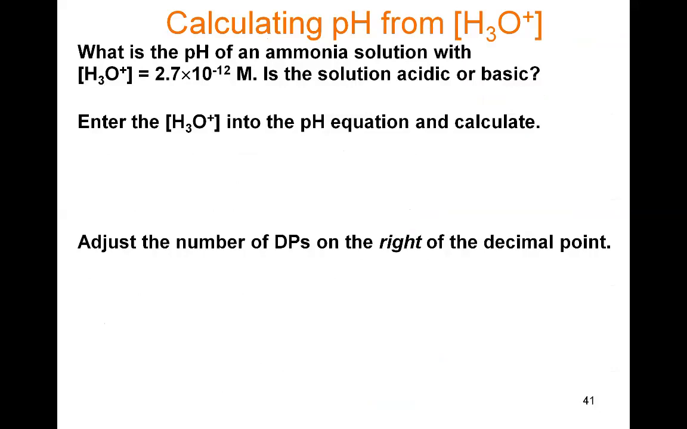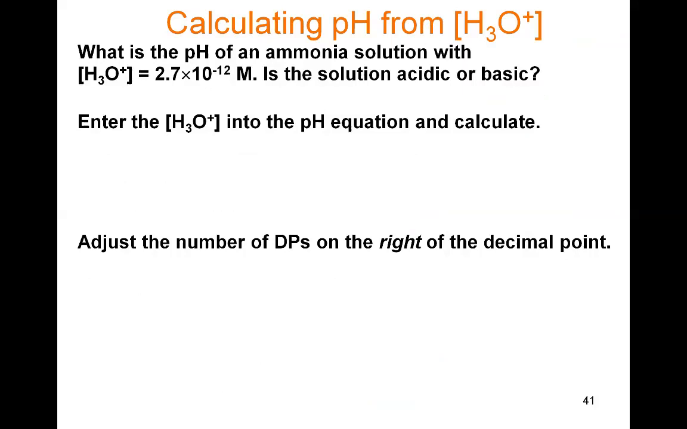So let's practice, and that's practice problem number 10 from your practice problem list. What is the pH of an ammonia solution with a concentration of H3O+ of 2.7 × 10⁻¹² molar? Is the solution acidic or basic? Again, you can pause to give yourself time to practice that before you look at the answer.